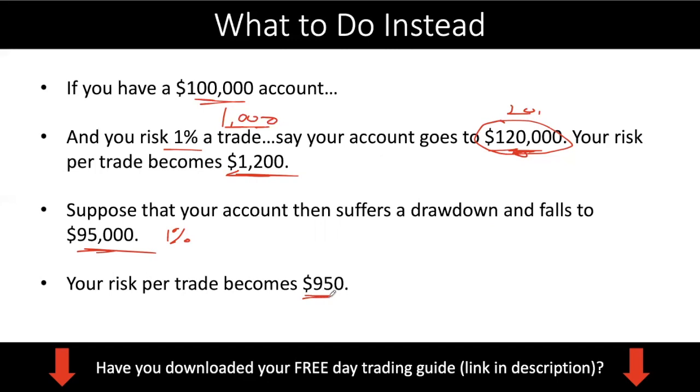So you can see that if you apply this reverse Martingale strategy, what happens is that when your trading is doing well and you're making money, you are risking more. You are risking $200 more over here; $1,200 is $200 more than $1,000. And when your account is doing badly, you are risking $50 less. So this is how you should manage your money.